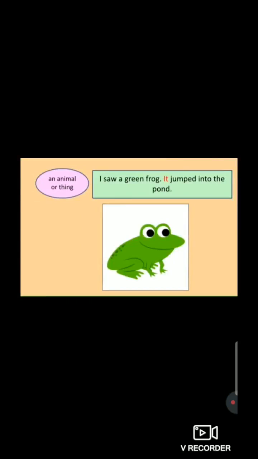Now students, for an animal or things, we are going to use the pronoun word "it". Right students? Again I am saying, for an animal or things, we are going to use the word "it". So here the sentence is, I saw a green frog. It jumped into the pond. So here students, in the place of a noun, I used a pronoun word. Right students?